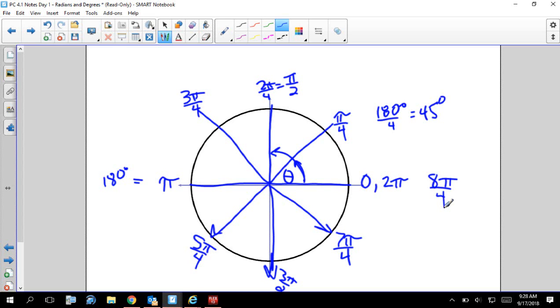Pi over 4 is 45 degrees. This is me trying to help you start memorizing. Pi over 4 is 45 degrees. Pi over 4 is 45. Got it? Hear my annoying noises I made.